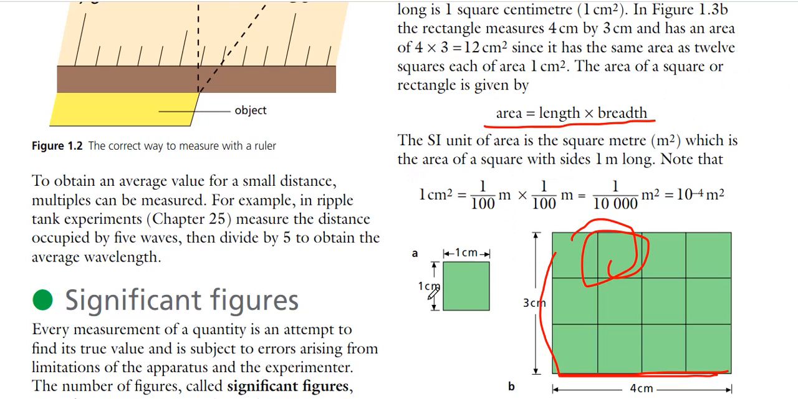Okay, so you can see here the square is basically 1 centimeter by 1 centimeter. Now how many squares? 1, 2, 3, 4. That's 4 centimeters. It's right here. And this is 3 centimeters. Now 4 times 3 is basically 4, 8, 12. The answer to the area of this rectangle is 12 centimeters squared.